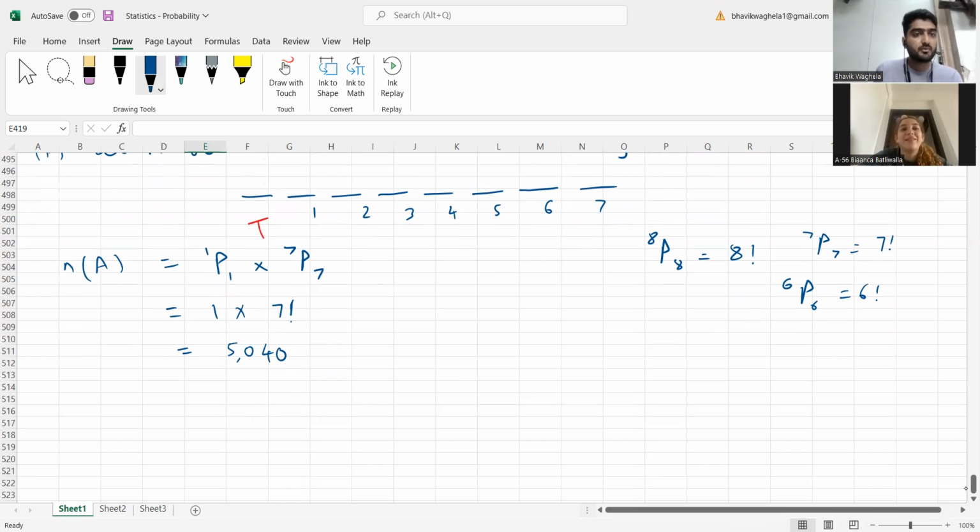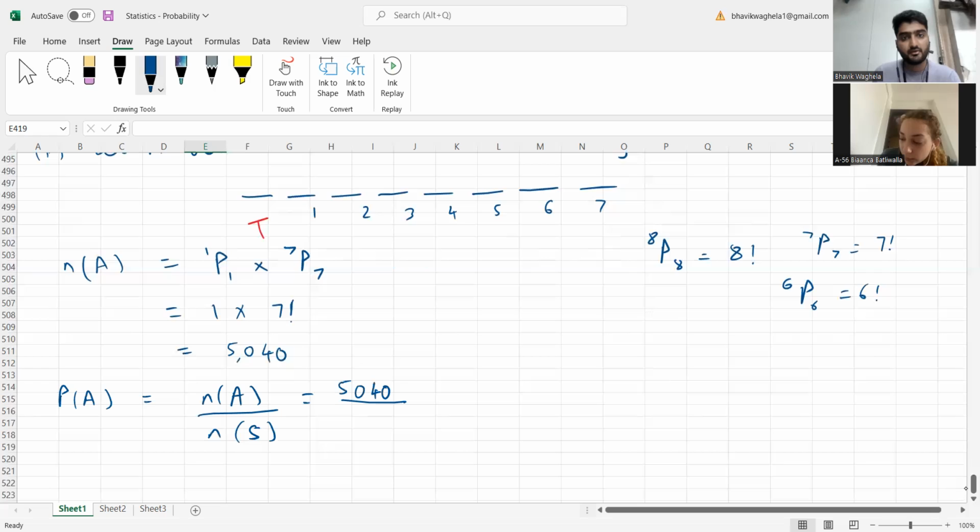Now we have to find the probability of A. It is n of A upon n of S. What is my n of A? 5040. And what is n of S? It's 40,320. If you want, you can reduce it to 1 by 8. It's okay if you don't reduce it.